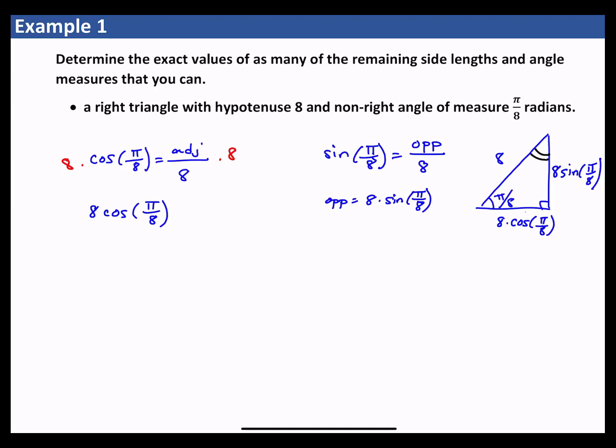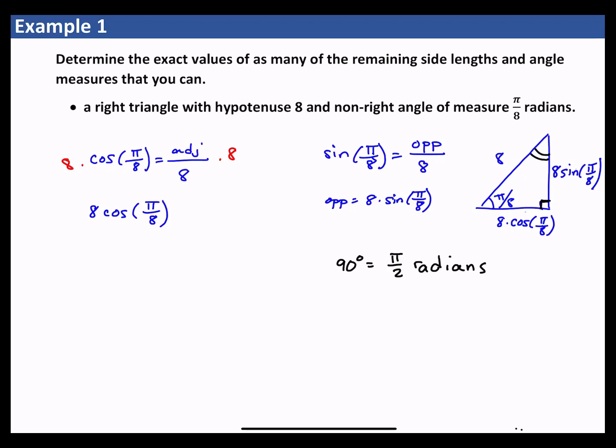So you may remember that all 3 angles add up to 180 degrees. We know we have a right angle, which is 90 degrees. So that actually tells us that these other 2 angles have to add up to 90 degrees. However, we are in radians, not degrees. So you'll need to remember that 90 degrees is equivalent to pi over 2 radians.